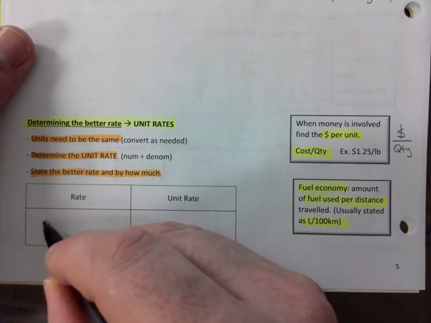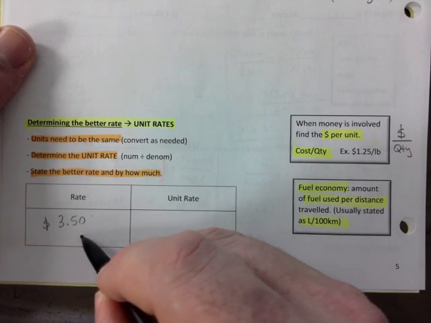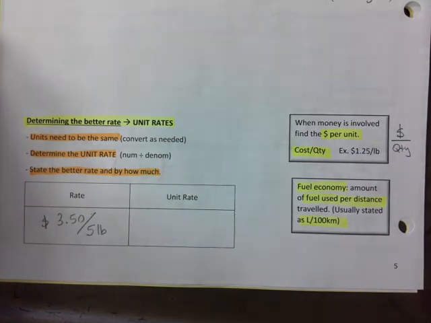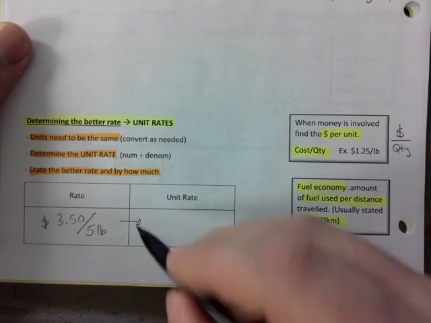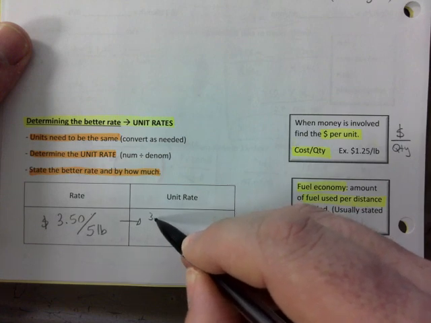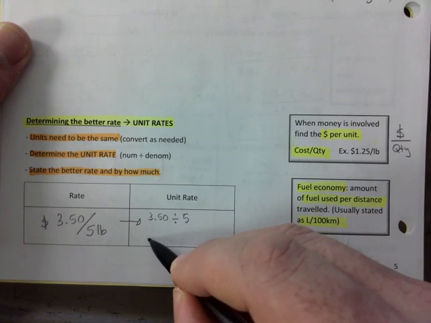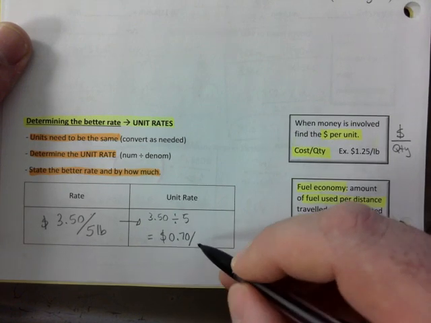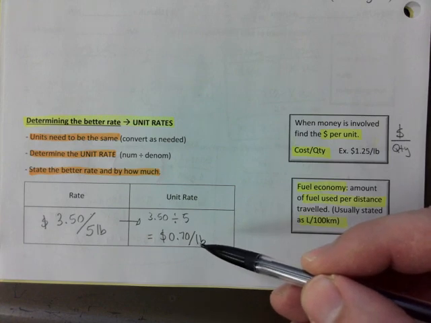So sometimes you're going to have 350 for 5 pounds, let's say. To get it to a unit rate, that's what you really want, you would go 350 divided by 5. That's really what you would do. And that's 70 cents per pound. This is where it's at. This is what you want to use to compare to another product.